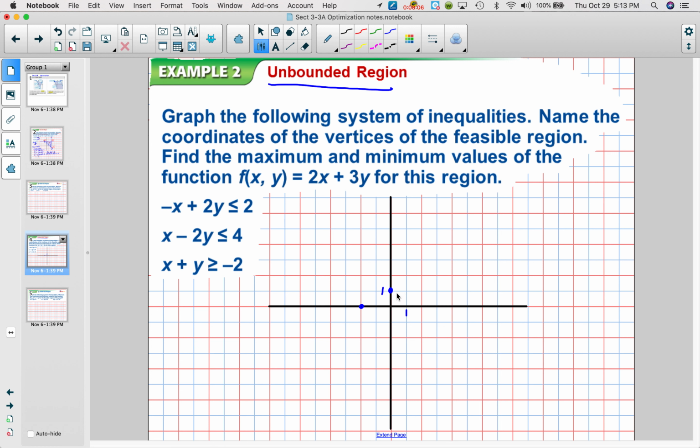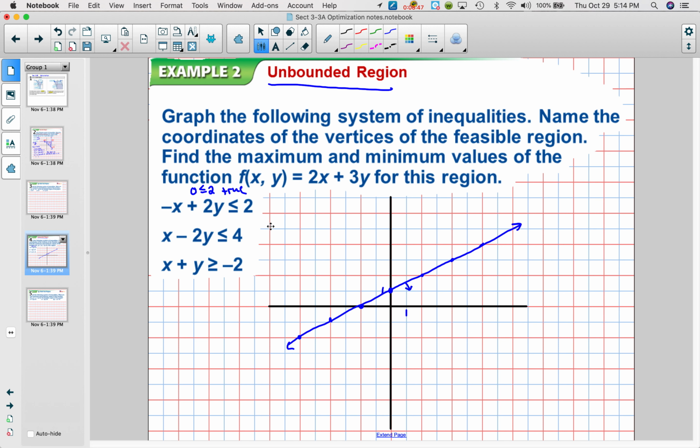Now, once I plot those 2 points, I can get a tool to make a line. You could get a ruler, but notice that even without solving this, I can see the slope must be 1/2 because it's up 1, over 2, just from using my x and y intercepts. So I could plot a few more points using the slope that I just found, and then I could graph my line. And if you test the point 0, 0, you're going to get 0 less than or equal to 2, which is true, which means I'm on this side.